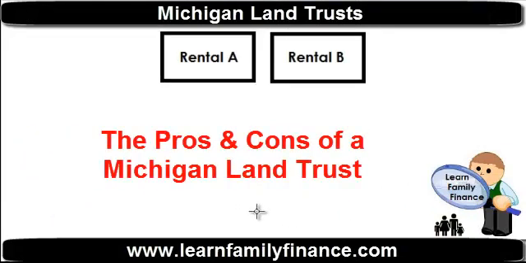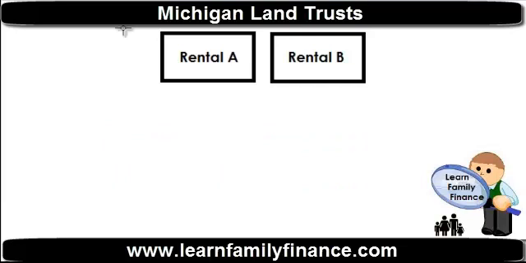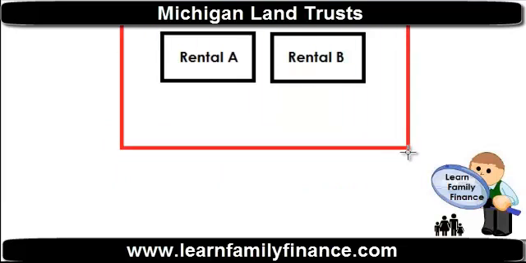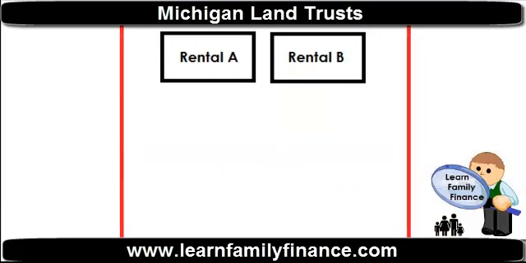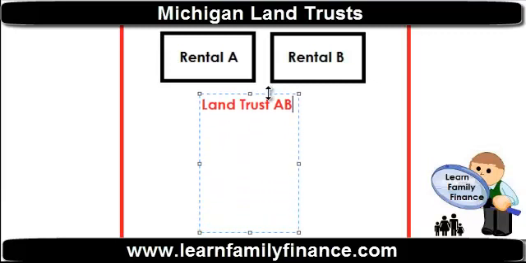So in a land trust, say for instance you have two rentals, rental A and rental B, and these are both inside of a land trust, right? And we'll just call that land trust AB for simpler terms. Or we could just call it trust AB, it doesn't matter. But for purposes of this, we'll call it land trust AB, okay?